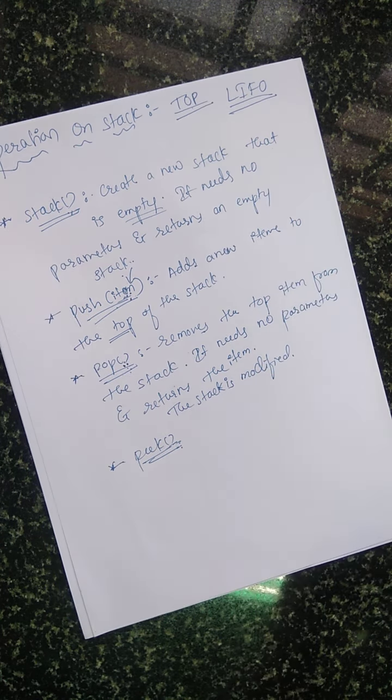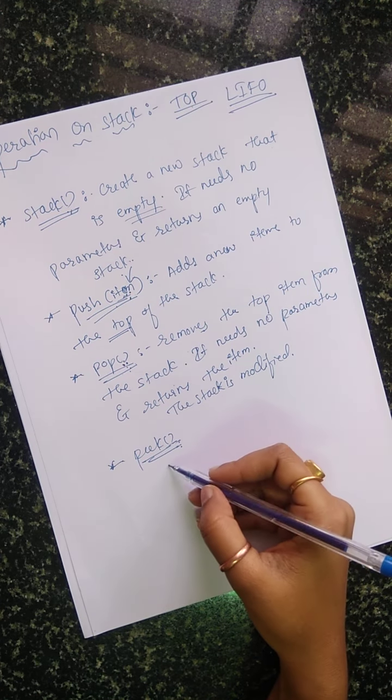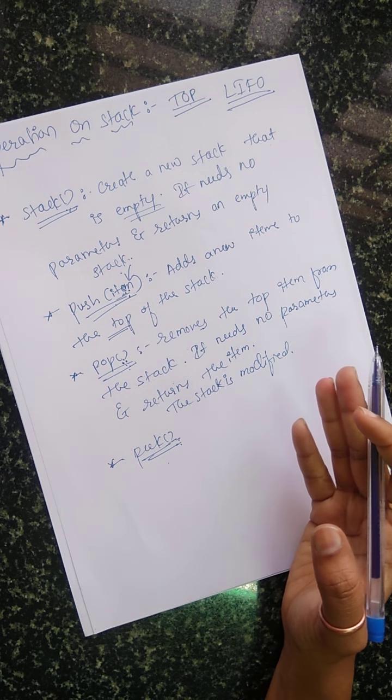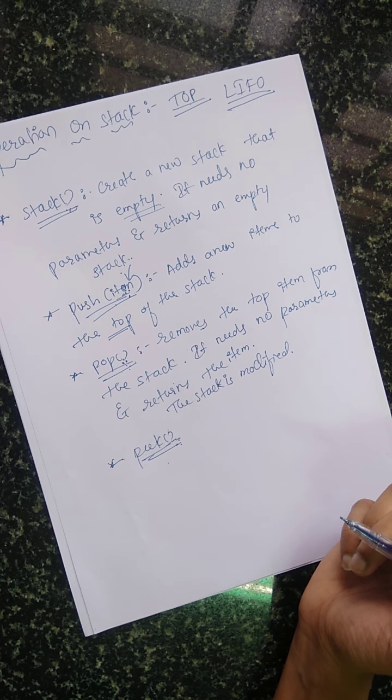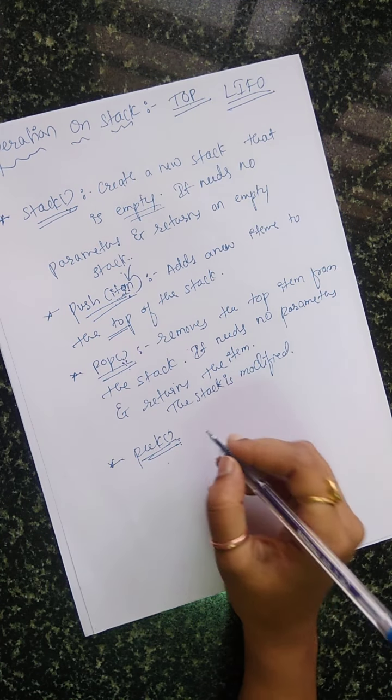So the peek function returns the top item from the stack but does not remove it. It needs no parameters, and the stack is not modified. Here the stack will not be modified because the element has not been removed. It won't need any parameters. An argument is not necessary. Fine, take down the meaning.